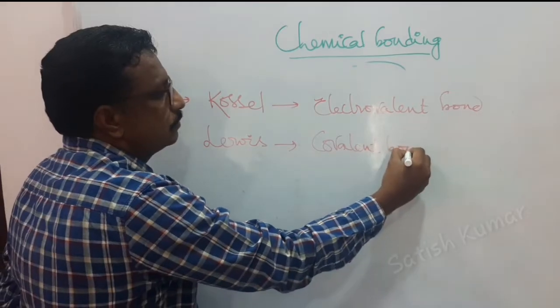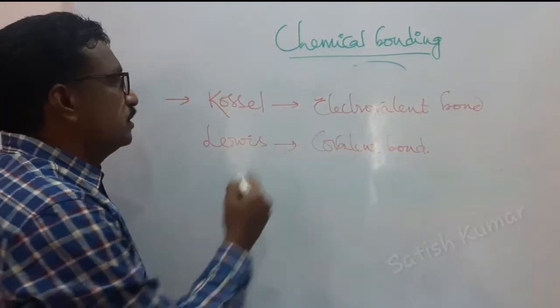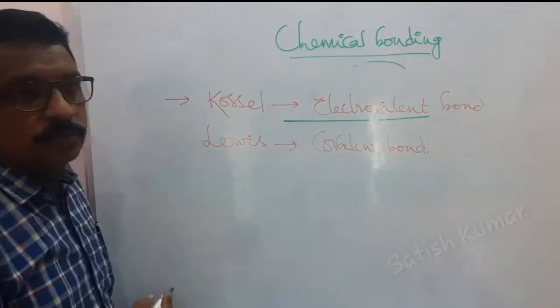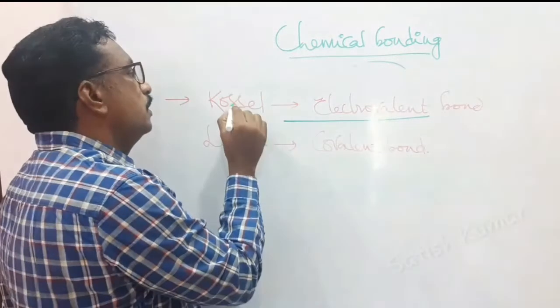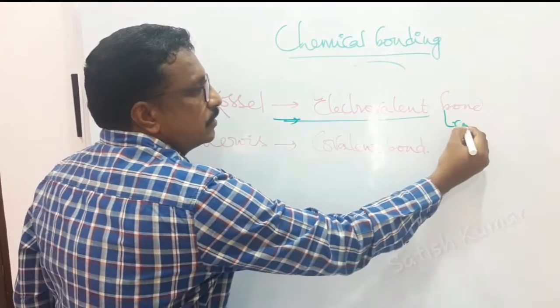Kossel proposed the ionic bond or electrovalent bond and Lewis proposed the covalent bond. So this electrovalent bond, I can say ionic bond. In this bond there will be transfer of electrons.